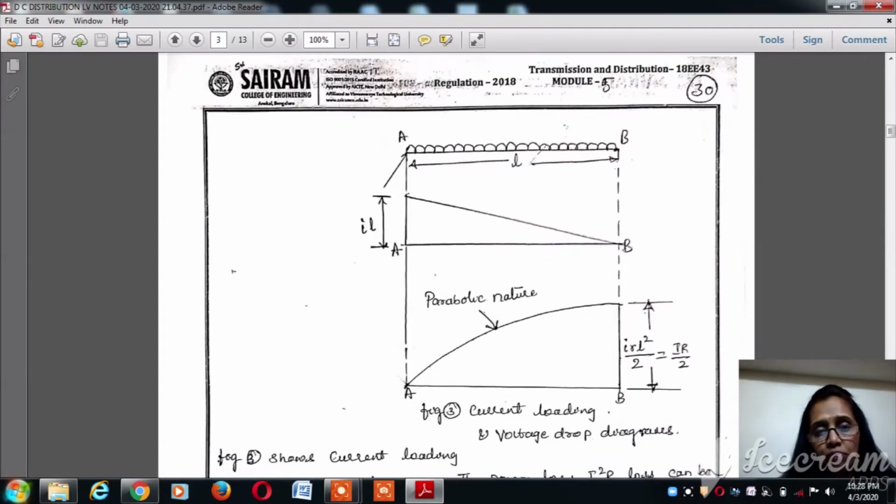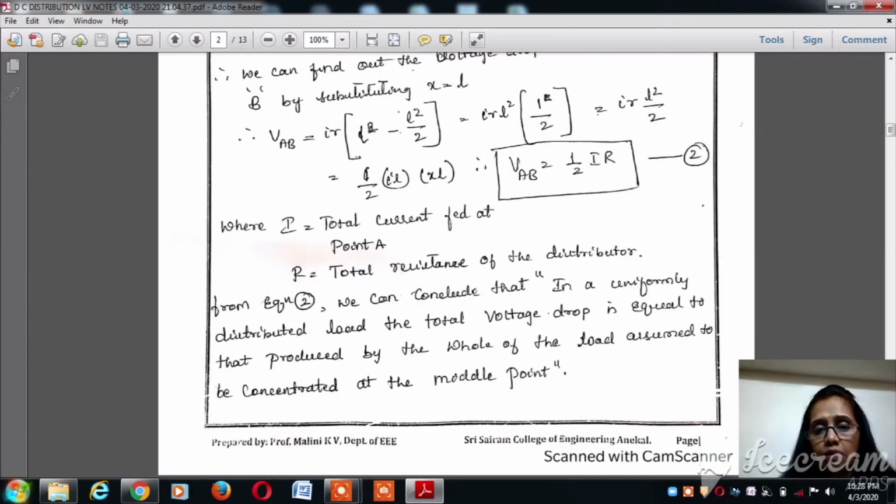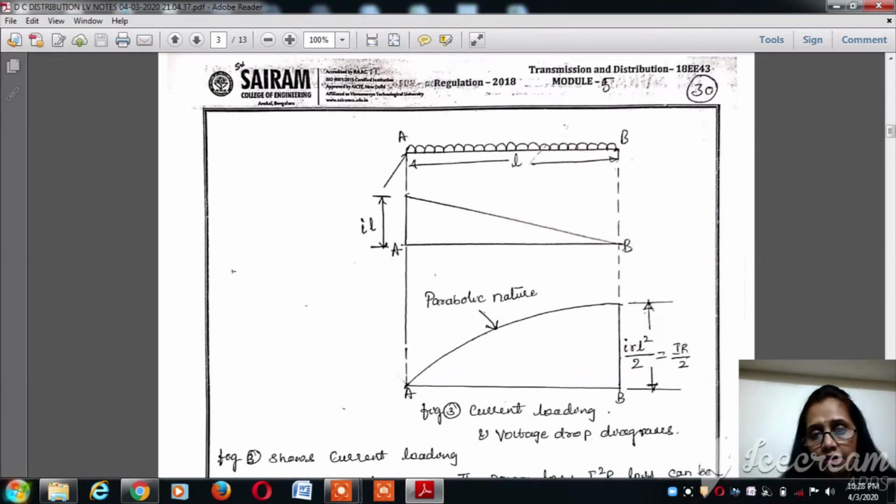So in a uniform load, if we think of this as a definition for the voltage drop, we can plot the current diagram and the voltage distribution diagram. The current loading diagram shows that it is a uniformly distributed load fed at one end, and this is the total I L, the total current flowing through the distributor. And the voltage will be maximum at this point, and then gradually it decreases as we move far away from the feeding point, and this becomes 0 at the point B over the length L.